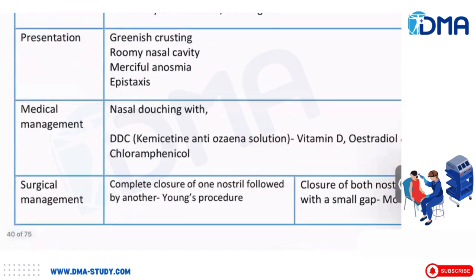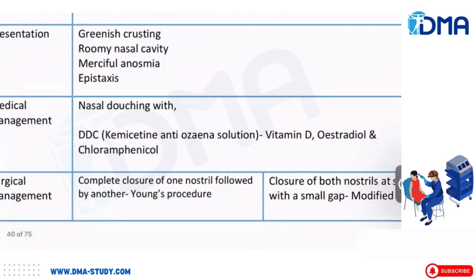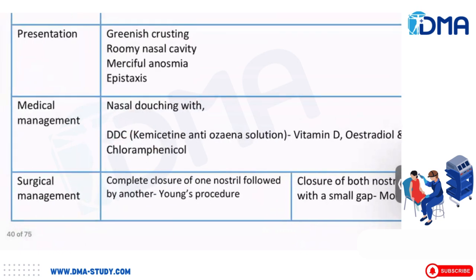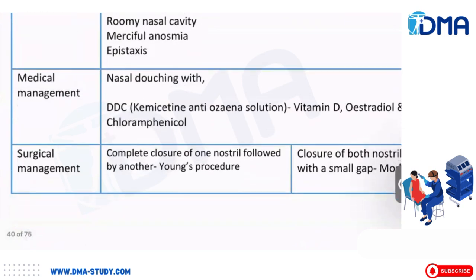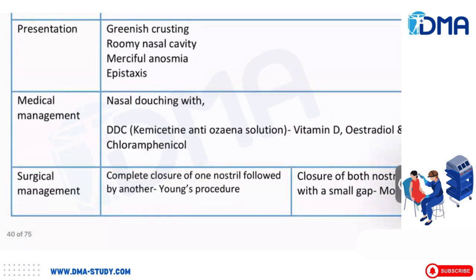Okay. So you should use nasal douching with Chemisetting anti-ozaena solution, which is filled with vitamin D, estradiol, and chloramphenicol. These three are the components of the DDC solution. You should use DDC for nasal douching of the patient. That could be beneficial for the patient.